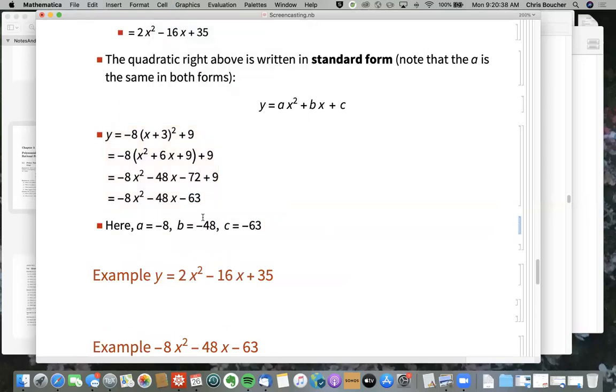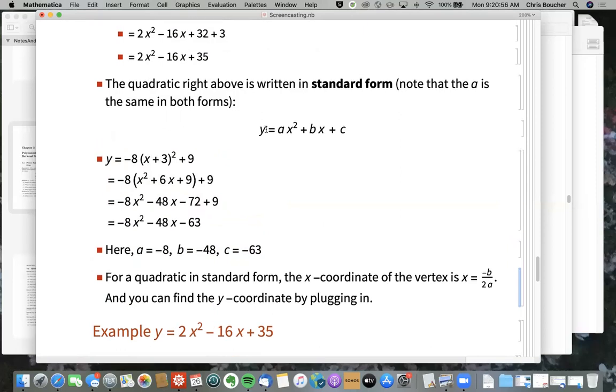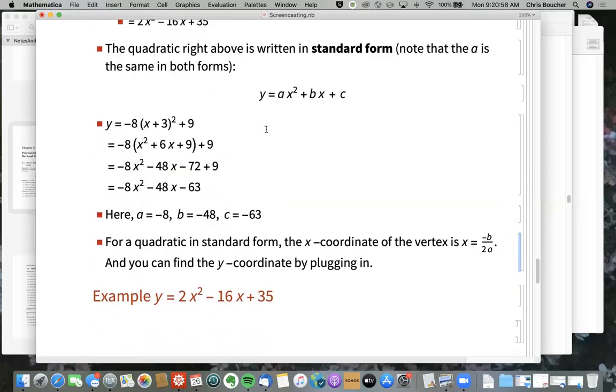So there are my a, b, and c values. Notice that if there are negative signs, they get incorporated into the coefficients here. So in this example, all of the coefficients are negative. This is a concave down parabola because the a value is negative. As far as the vertex goes, in vertex form we could detect both concavity and the vertex.